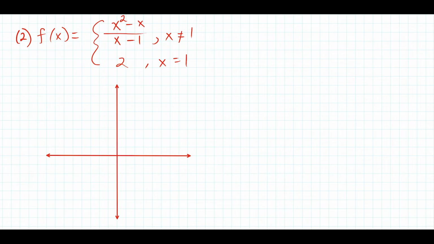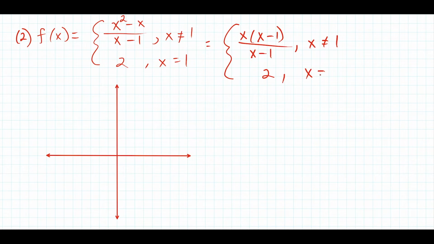So for the second example here, we have a piecewise function like this. And for examples like this, I highly recommend that you do the algebra to simplify the rational expression. So notice x squared minus x, I could factor out an x, and I'll have x minus 1 left, and my denominator is still x minus 1. And this is for when x is not equal to 1. And then on bottom here we have 2 when x equals 1.